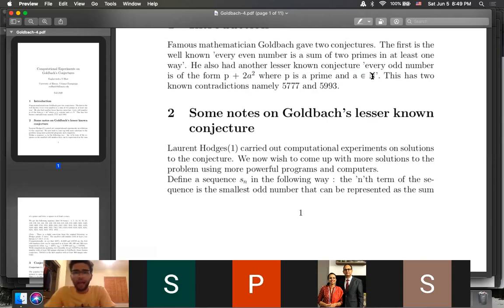And the interesting thing is that particular conjecture has two contradictions. It doesn't really work all the way. It has two contradictions. This odd number 5777 cannot be written as a sum of a prime and twice a square. 5993 can also not be written as a sum of a prime and twice a square. So it's a little bit of a weird conjecture because it has contradictions. But in the totality of things, I would consider these numbers to be really small. So I mean, if I was Goldbach, I would just say this works for every number beyond 6,000.